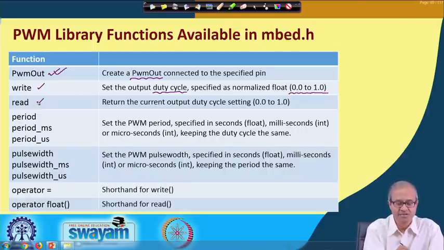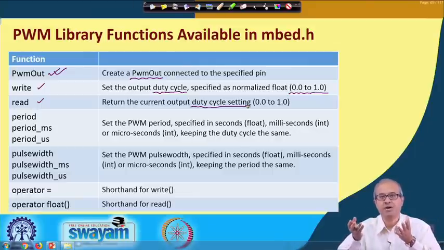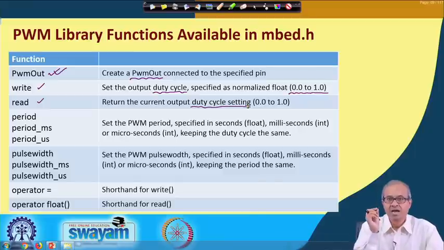Similarly, read, well, you can use read to read the current value of the duty cycle setting. Suppose in a program you do not remember what was the duty cycle you had set, you can call this function read and know that, well, my duty cycle was 0.5, let us say. Okay. And we can set the time period.